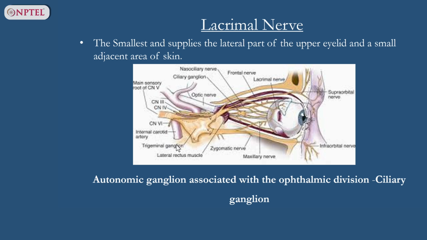The lacrimal nerve is the smallest and supplies the lateral part of the upper eyelid and a small adjacent area of skin. The autonomic ganglion associated with the ophthalmic division is the ciliary ganglion, which is suspended within the orbit via this particular nerve.